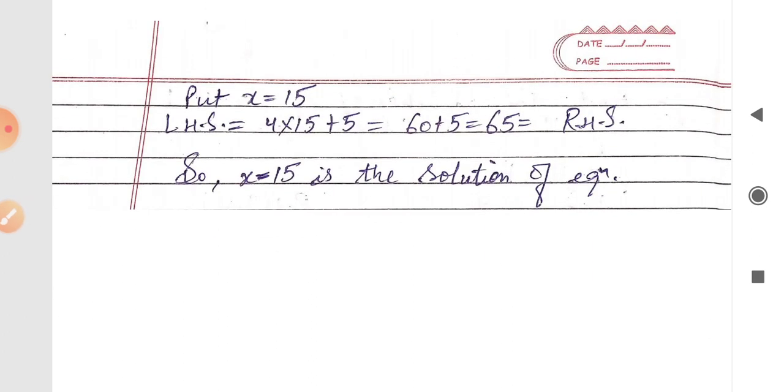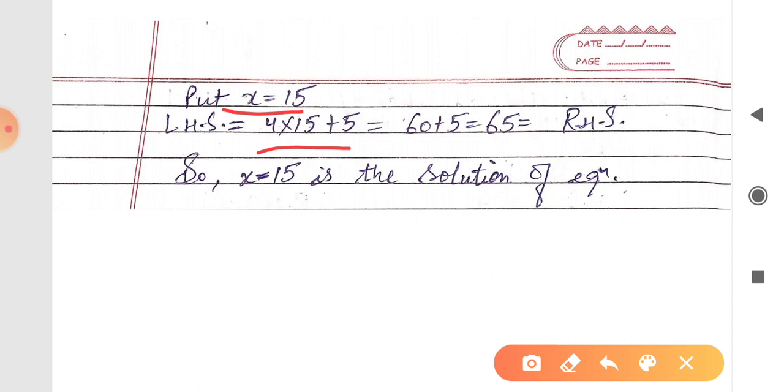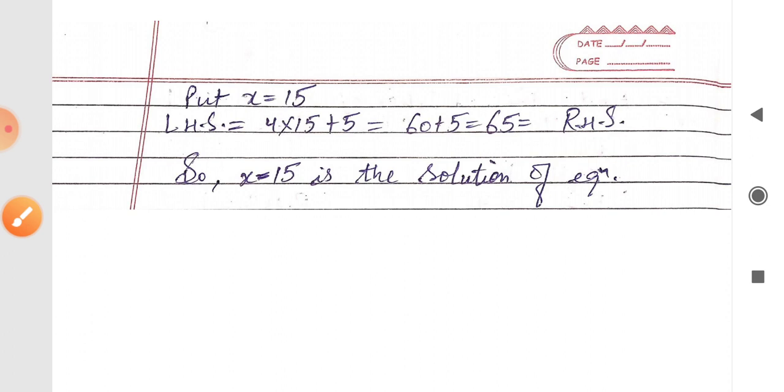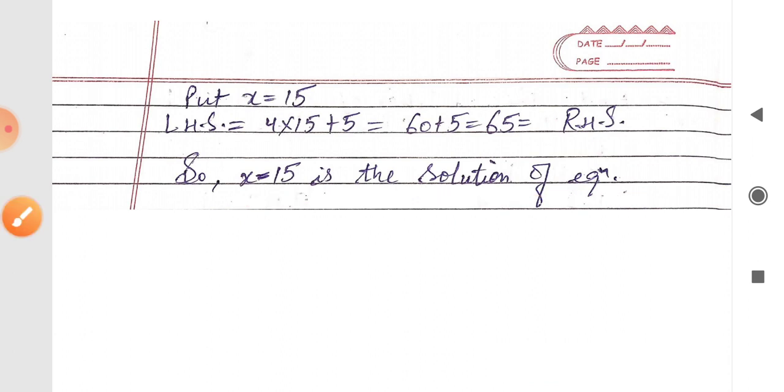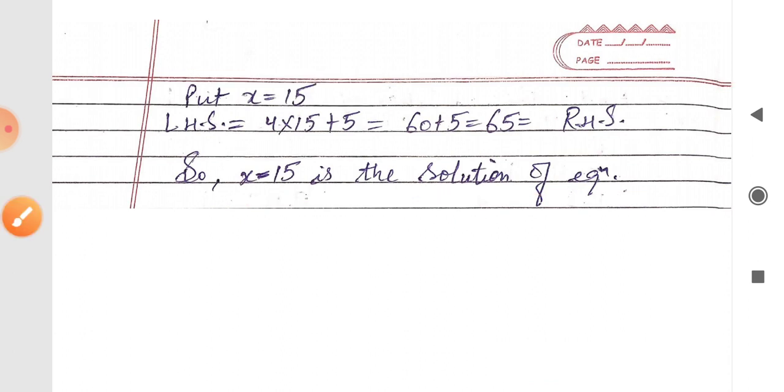Then put x is equal to 15. Then left hand side is equal to 4 multiply 15 plus 5, and it is equal to 60 plus 5 is equal to 65. And 65 is the right hand side. So it is equal to right hand side. Therefore, x is equal to 15 is the solution of the given equation. So this is the solution.